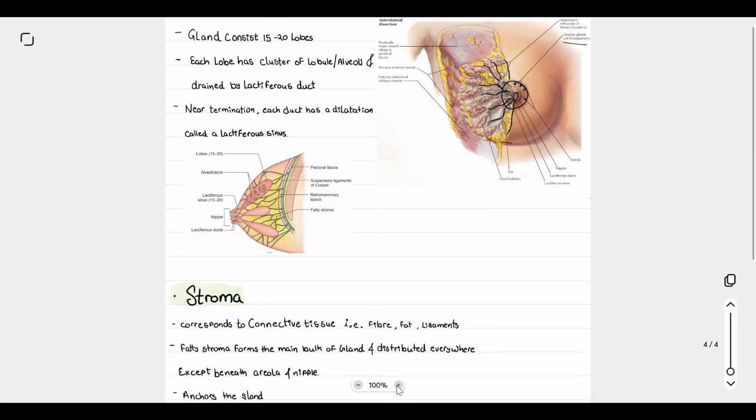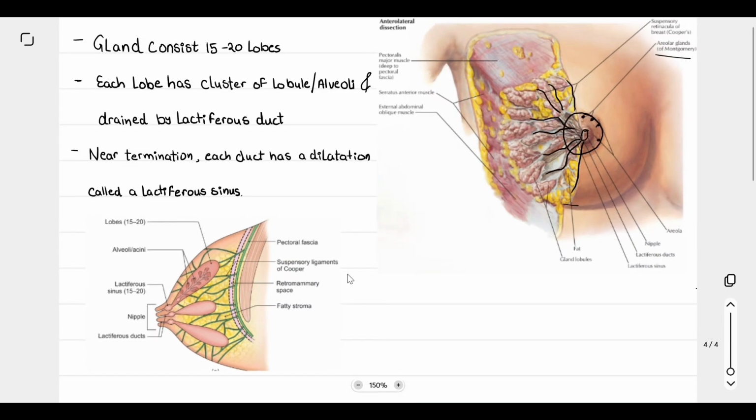So parenchyma, which is the mammary gland, consists of 15 to 20 lobes. Each lobe has a cluster of lobules or alveoli and is drained by a lactiferous duct. Near termination, each duct has a dilatation called lactiferous sinus. As I've told you earlier, these are the mammary lobes. These are the parent tissue of the breast.